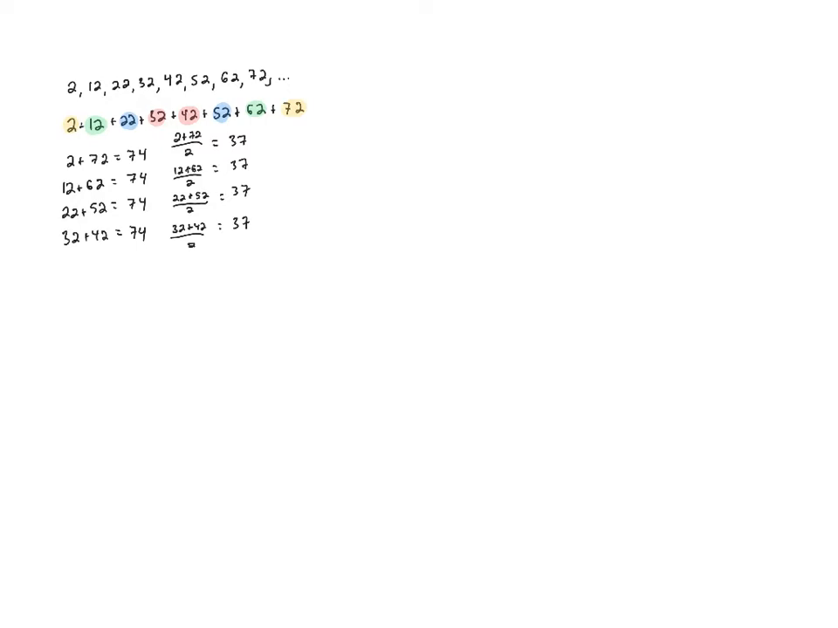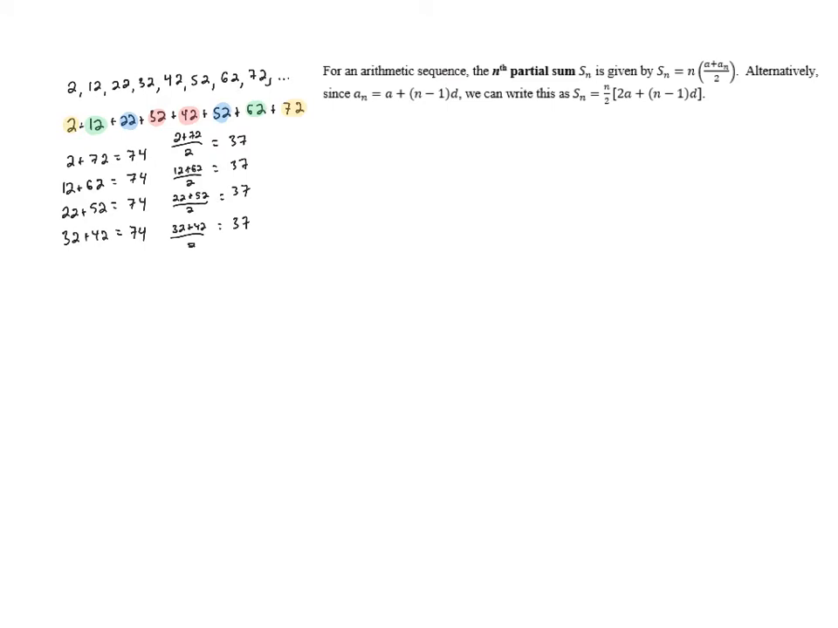And that actually is going to give us a formula. For an arithmetic sequence, the nth partial sum, S sub n, is given by the formula S sub n equals n times a plus a sub n over 2, which just means the first element plus the last element divided by 2, or the average. So to find the nth partial sum, we take the number of terms times the average of the first and last term.